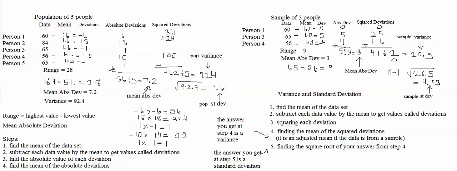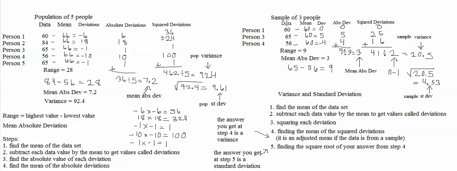To get the variance of the population, you find the mean of the squared deviations. In my example, we added the 5 squared deviations and divided the total by 5, and then that gave us the mean of the squared deviations, which was our variance. And then once we found the square root of the variance, we found our standard deviation.